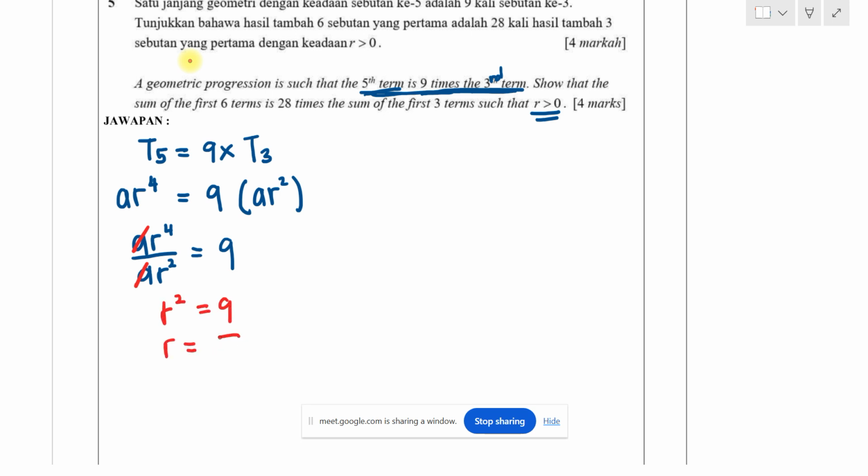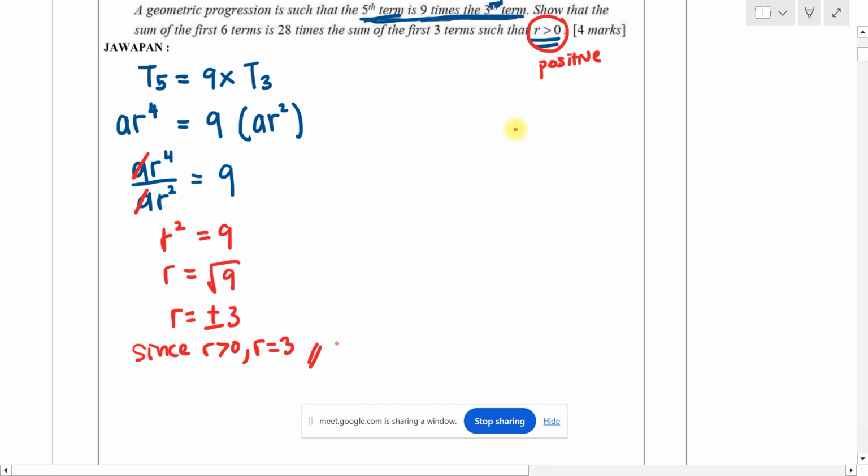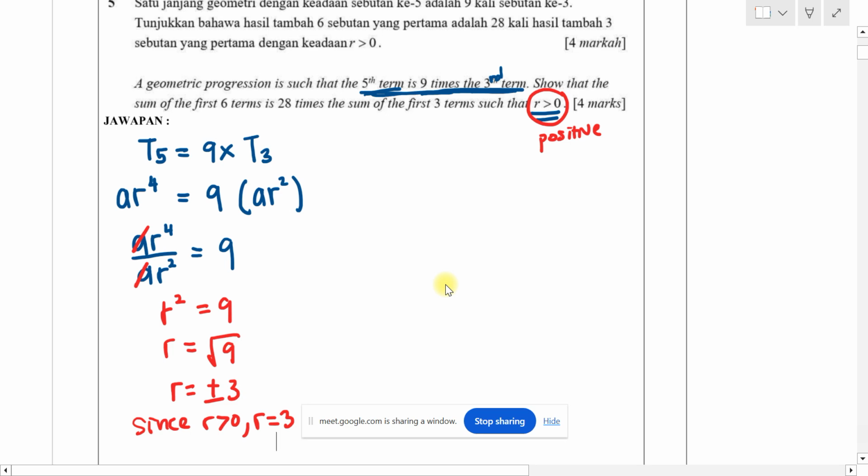R is equal to the square root of 9. R is equal to plus or minus 3. But they already gave you the condition that R must be greater than 0, that means positive. So since R is greater than 0, R is equal to positive 3. That's not the purpose of the question, right? So you get R is 3. But then we have no idea of A. From here, we can only solve R, nothing else. At least we get R equals 3.